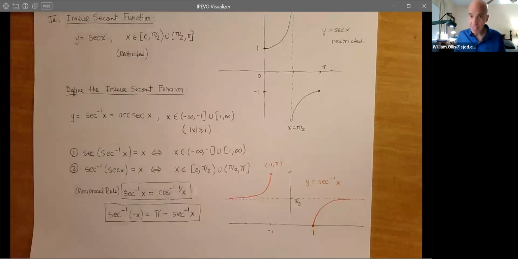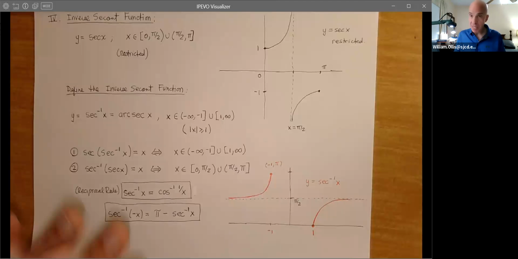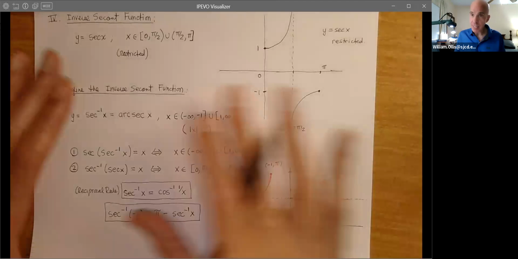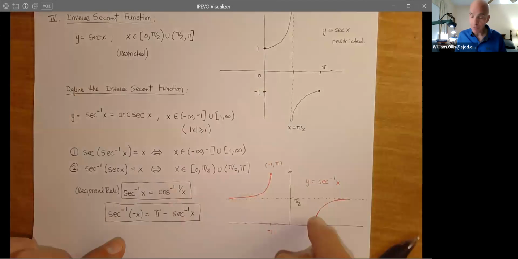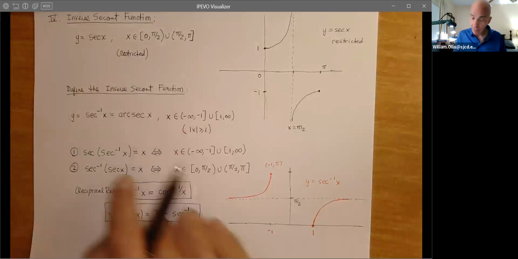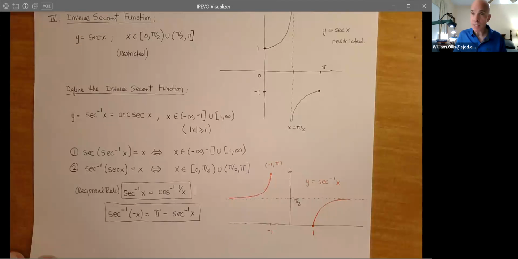So this completely defines our inverse trig functions for now. I may add some more things later, but what I want you to do is to commit all of this process to memory. Put it on a note card so you know the graph. This is the graph we're going to use for inverse secant. You'll use this in calculus, and use the construction process.